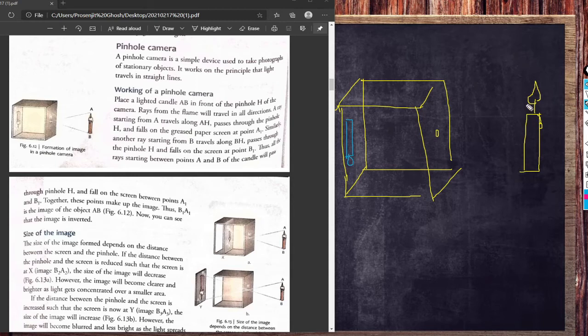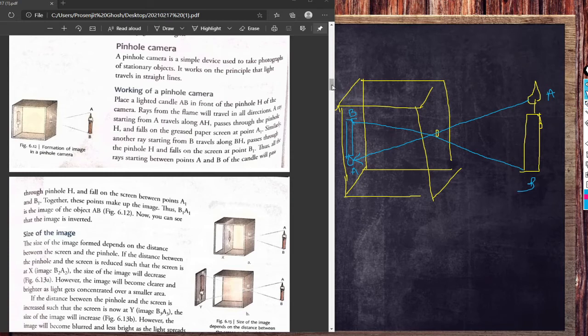Because the candle is giving out light rays. Light rays are passing like this, and the light ray from the bottom is passing like this. So as you can see, the light ray of point A meets at this point, and the light ray of point B meets at this point. So you can easily see that the image should be inverted. That is what happens in this pinhole camera.